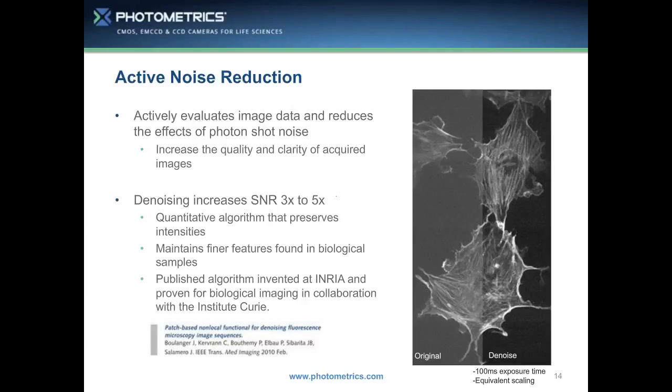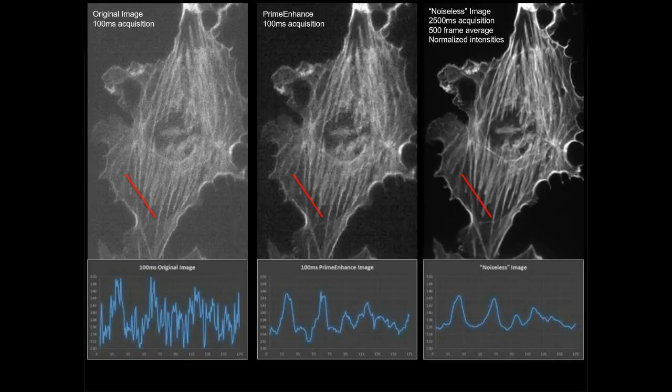This publication literally says denoising fluorescence microscopy image sequences, an algorithm that's designed specifically for microscopy to give you this increase in signal-to-noise ratio. It demonstrates increased clarity and a better data image processing algorithm.